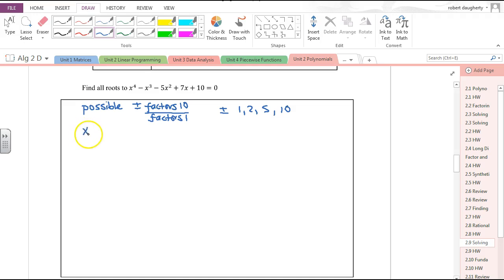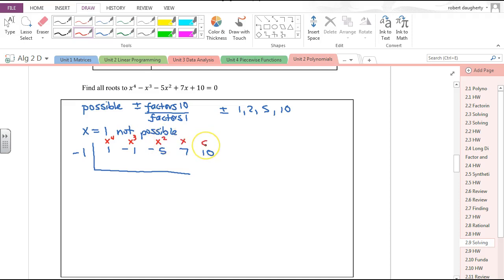Okay, so x equal 1 is not possible because my coefficients do not add to 0. Now, if you did not recognize that, it would be no harm to just plug it in and you see that it will not work. So let's try negative 1. So I'm going to start with, let's see, x. If I write my coefficients, that's 1, negative 1, negative 5, 7, 10. And that is my x to the 4th, x cubed, x squared, x, and constant.